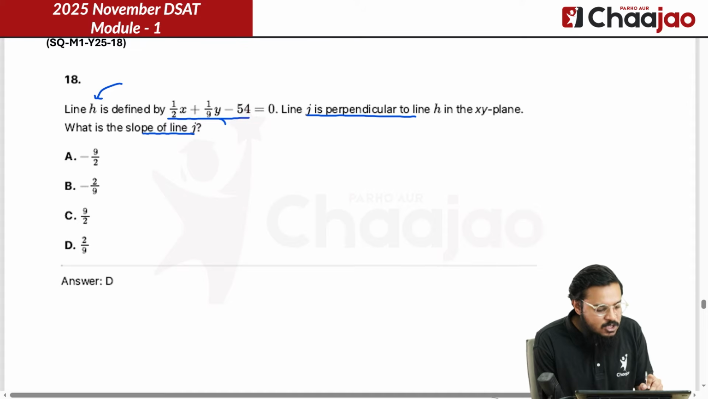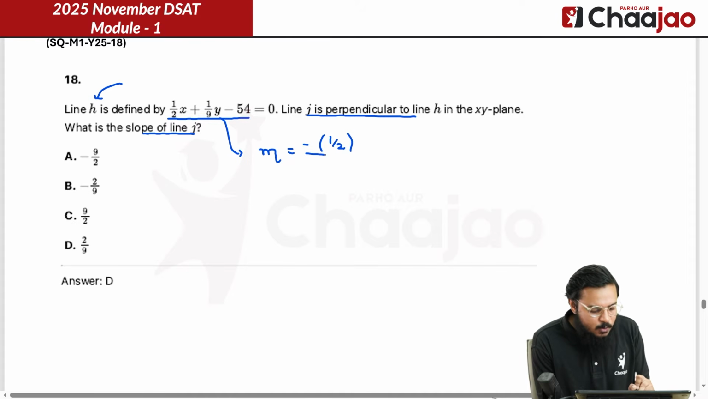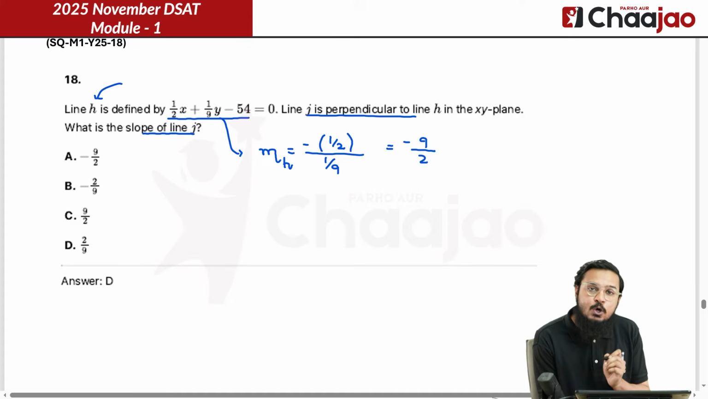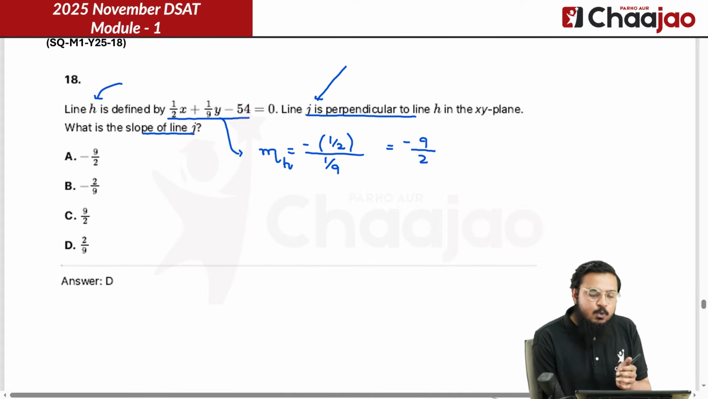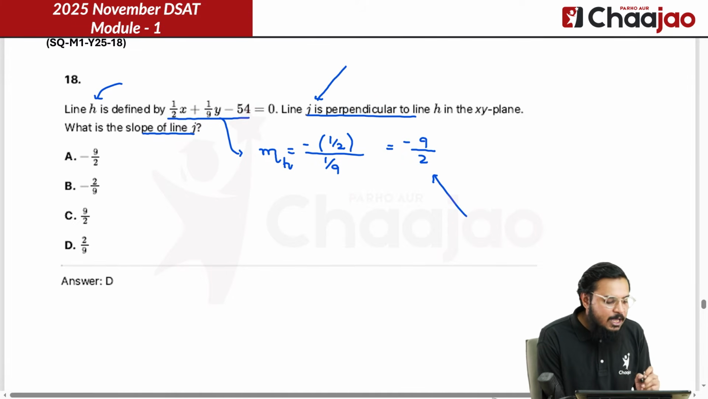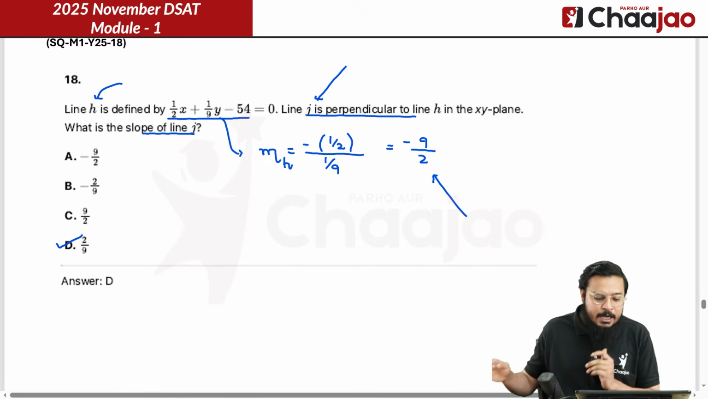So starting with the slope of line H first, negative coefficient of x, that's half, divided by coefficient of y, that's 1 over 9. If you simplify this one using a scientific calculator, or you can do it manually as well if you're good with basic algebraic simplification, that should come out as minus 9 over 2. But that's the slope of line H. I don't have to figure out the slope of line H. Instead, I have to figure out the slope of line J. That would be the exact negative reciprocal of the number minus 9 over 2. That should be 2 over 9 as my correct choice.